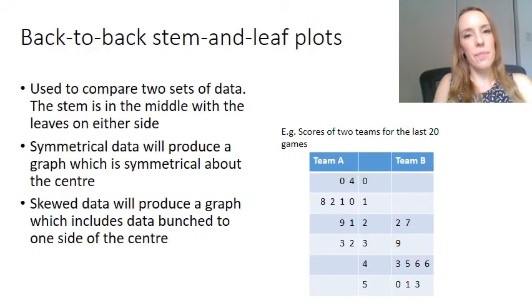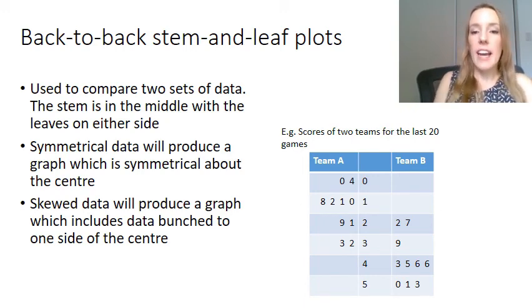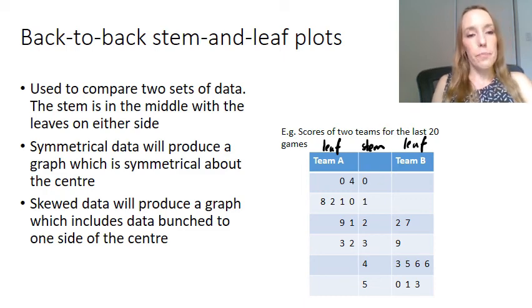Okay, so another type of stem and leaf plot is a back-to-back stem and leaf plot. So these are used to compare 2 sets of data. So in this case, we put the stem in the middle. So this would be our stem here. And we'll put leaves on either side. So that would be one leaf, and this would be the other leaf. So from here, we can kind of compare things.